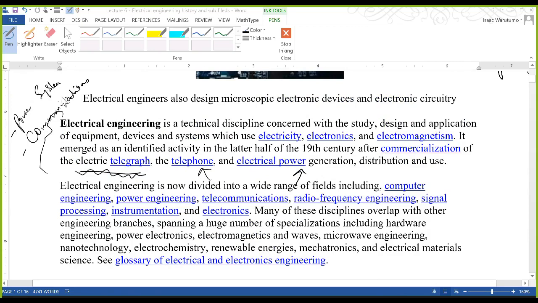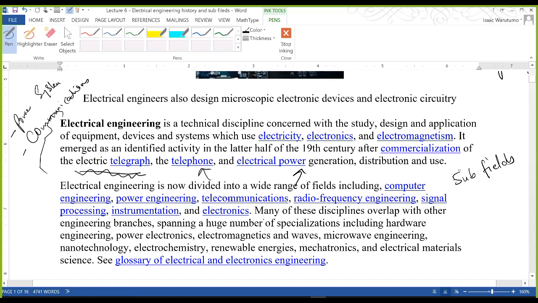Electrical engineering, as we have said, has two major branches that constitute it, and we have so many subfields. That is what we are going to be dealing with a lot today. And here they are mentioned. Electrical engineering is divided into a wide range of fields that include computer engineering, power engineering, telecommunication engineering, radio frequency engineering, signal processing engineering, instrumentation, and electronics.